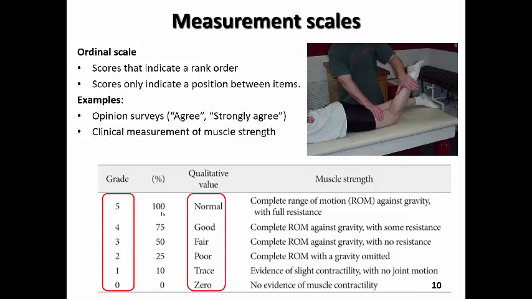A 5 indicates a complete range of motion against gravity, and the athlete or patient is able to activate their muscles against full resistance. At the far bottom of the scale is a grade of 0 muscle strength, where the athlete cannot even contract their muscle. So we have a scale with a graded level of improvement in muscle strength from 0 up to 5.